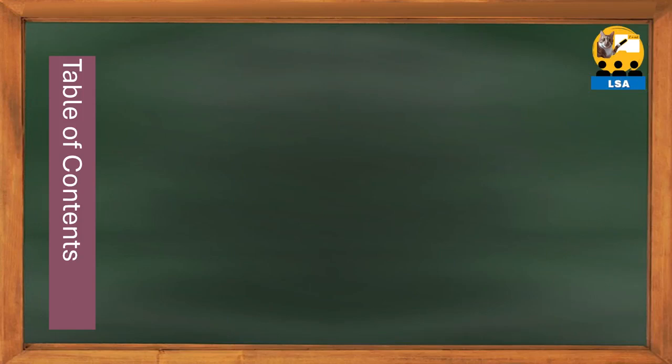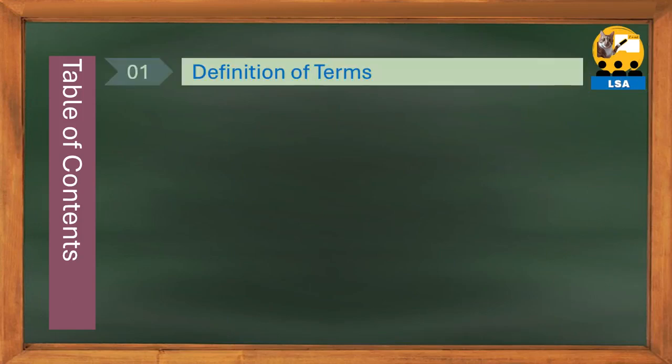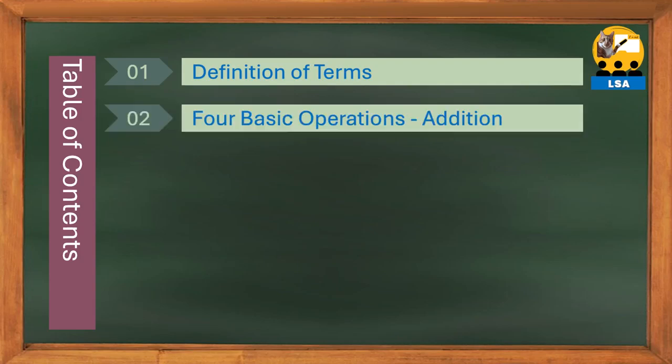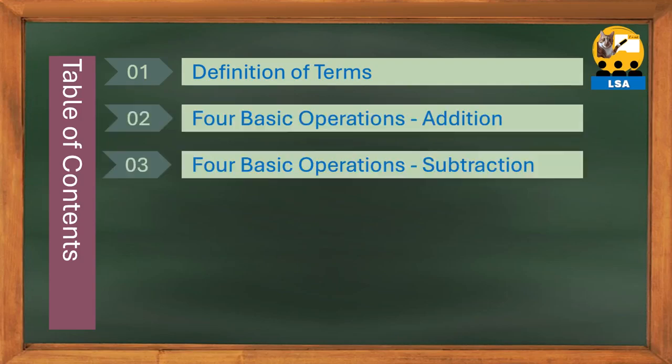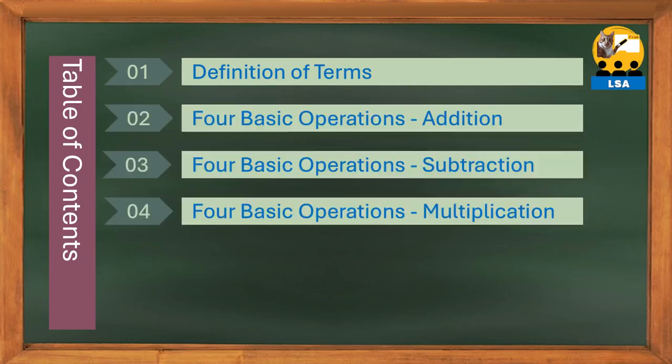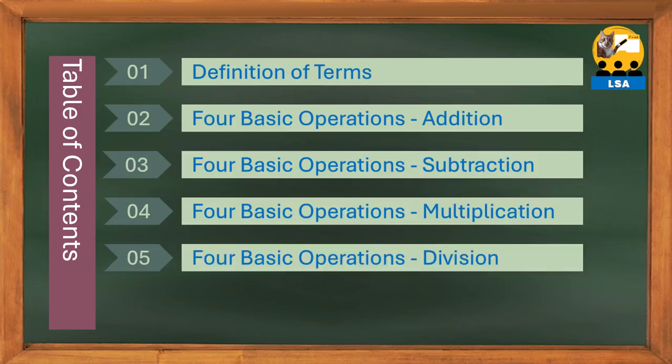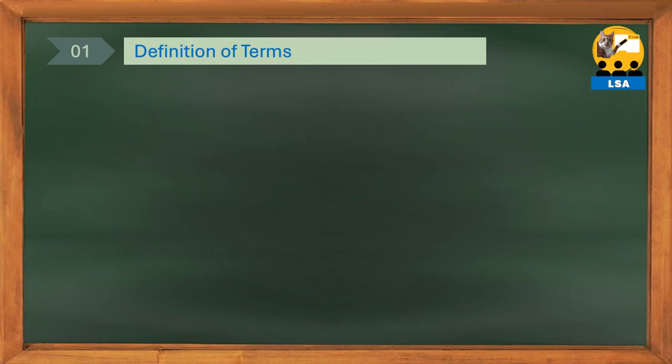Here are the main topics for today's lecture. We will define several terms, such as operation and operation rules, and as representative number operations, we will explore the four basic operations of natural numbers: addition, subtraction, multiplication, and division. Let's define a few terms.